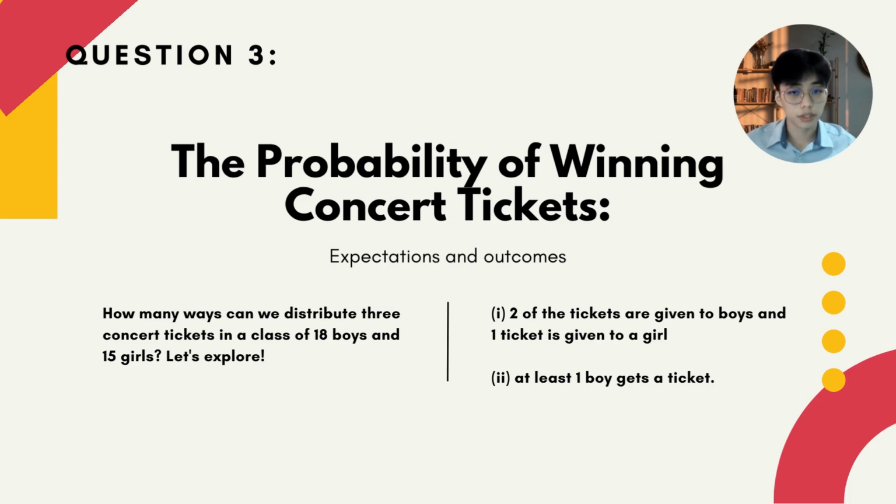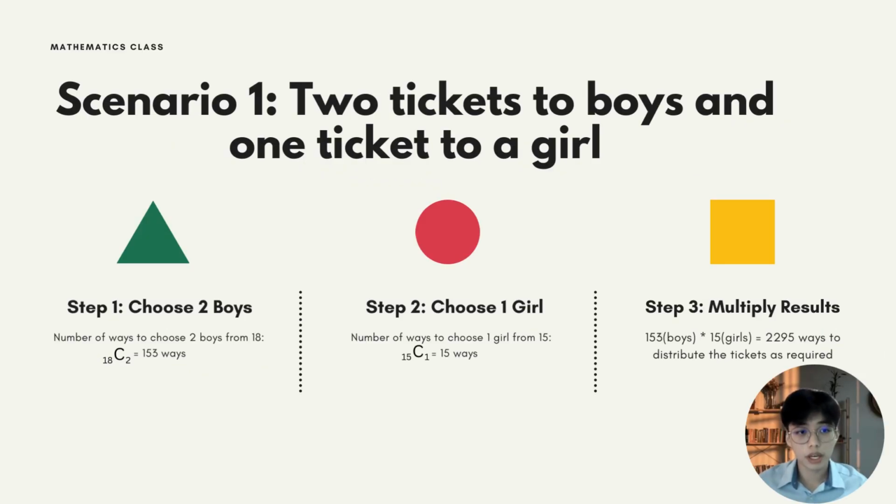The first condition is 2 tickets are given to boys and 1 ticket is given to girls. The second condition is at least 1 boy gets a ticket. In the first scenario, which is 2 tickets to boys and 1 ticket to girls, now we will look into the solution step by step. For step 1, we need to choose 2 boys from the total number of 18 boys. So the number of ways to choose 2 boys from 18 is 18 combination 2, which is 153 ways.